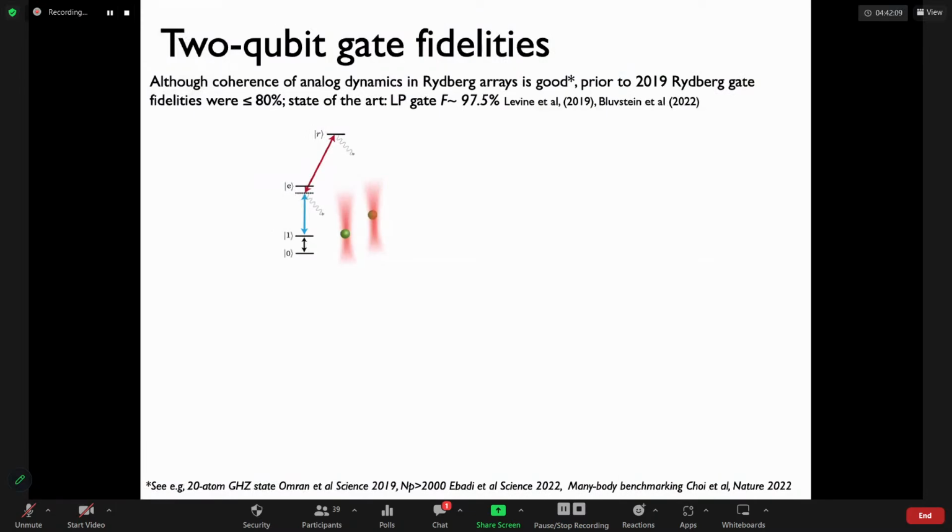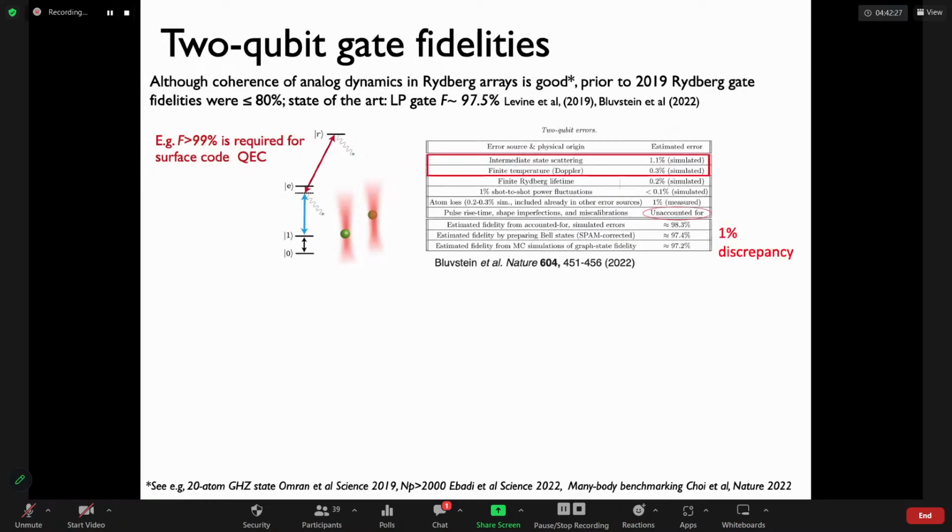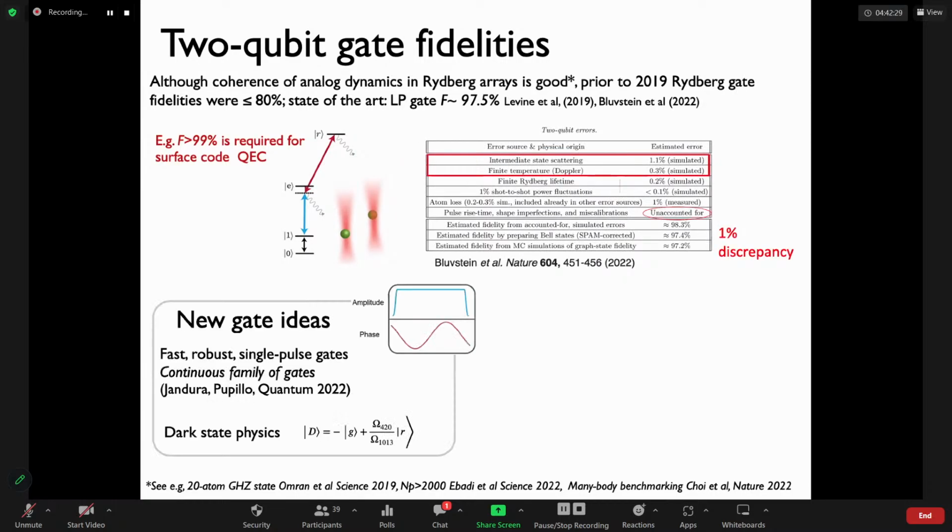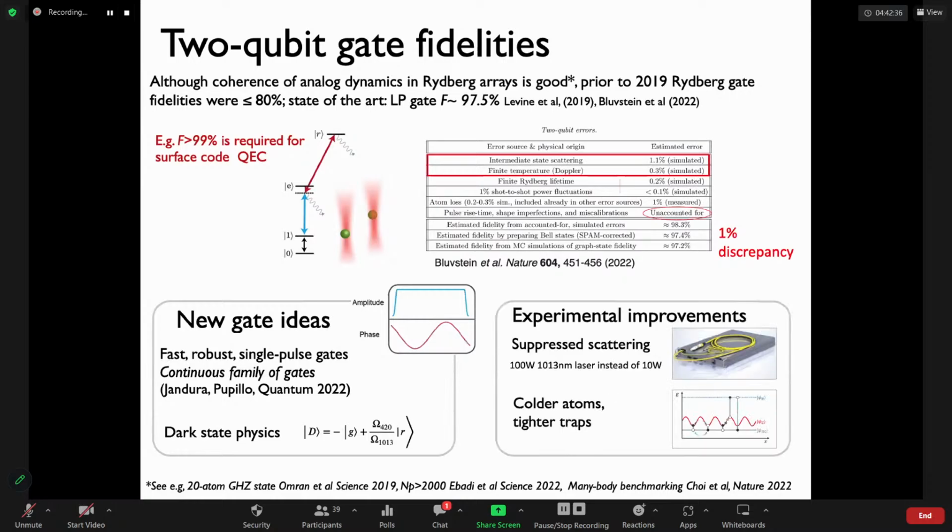I already mentioned that fidelities have been a challenge for this platform in particular. Even with this 2.5% error per atom, the fidelities are not good enough. For example, to make quantum error correction useful, you need to increase fidelities to more than 99%. And we have done this. We improved these fidelities by combining new gate ideas, for example ideas involving dark state physics, and also some technical improvements using stronger lasers and colder traps.